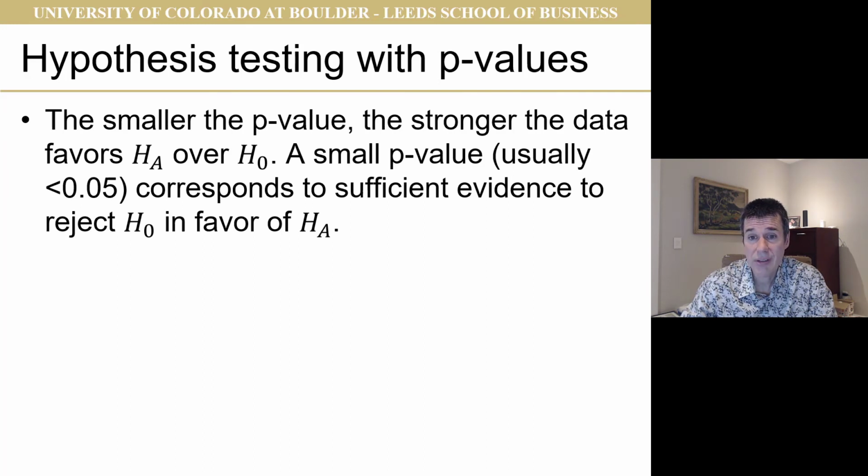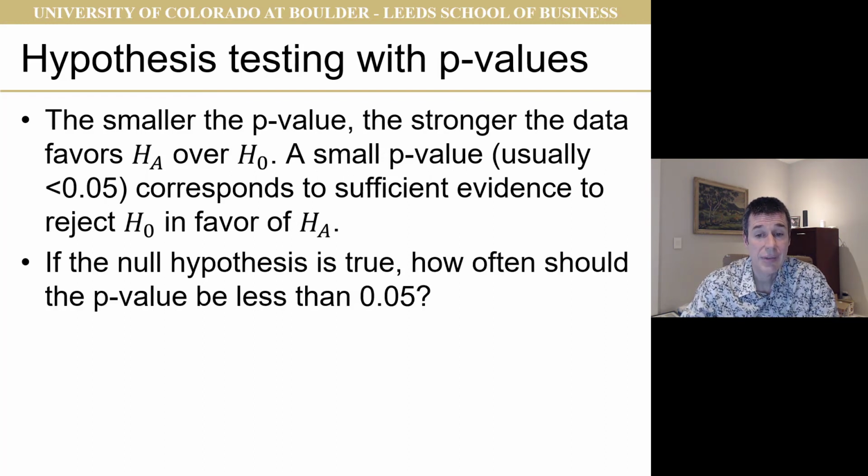The smaller the p-value, the stronger the data favors the alternative hypothesis over the null hypothesis. A small p-value, less than 0.05, which is often chosen, corresponds to sufficient evidence to reject the null hypothesis in favor of the alternative hypothesis. If the null hypothesis is true, how often should the p-value be less than 0.05? About 5% of the time.